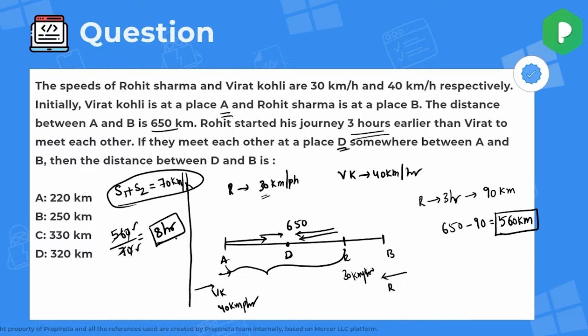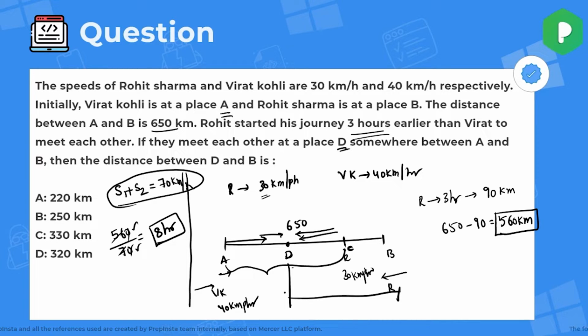So in 8 hours they will meet each other somewhere between A and this point, which I am assuming as C, somewhere before D. Okay. Now he is asking what is the distance between D and B, not C. He is asking about the distance between D and B.